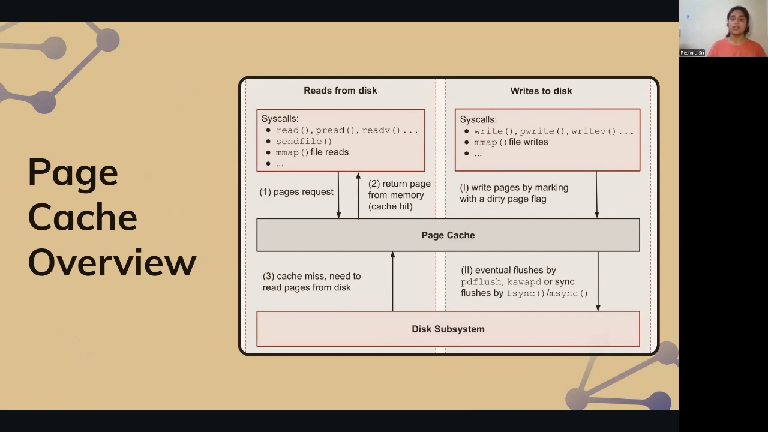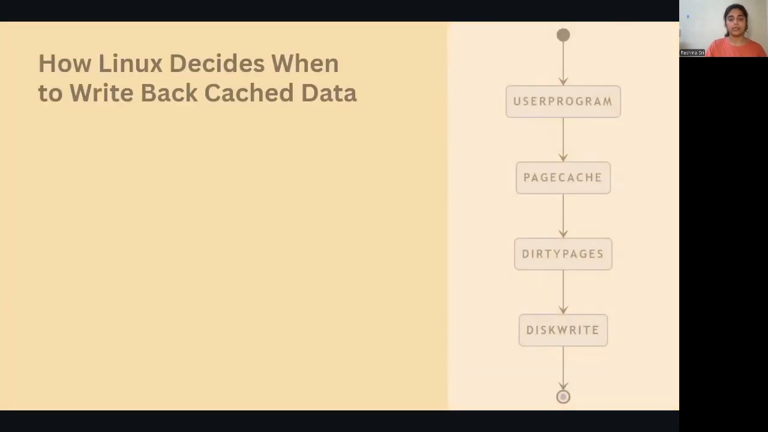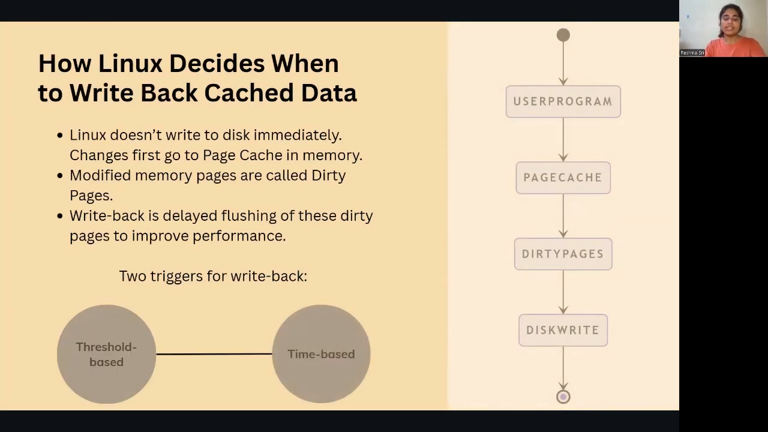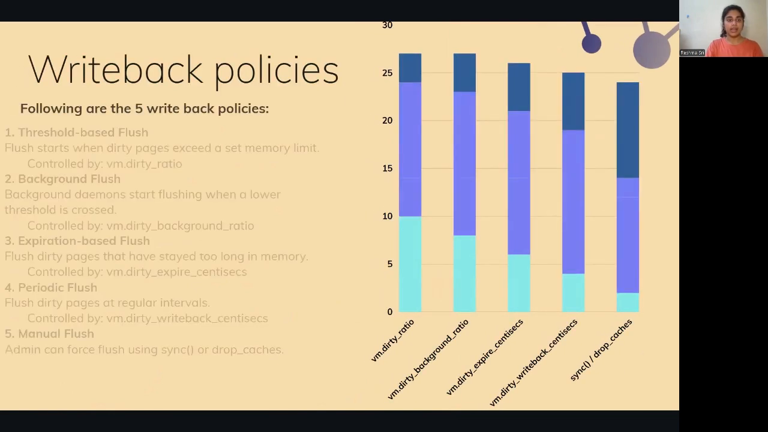and we also return the data back to the user program. Now, writing these modified data files into disk is not a direct process. In fact, these changed file data of particular files are first stored in page cache under the heading of dirty pages. Now, using write-back policies, it is decided when to send these data back to the disk. Now, these write-back policies have two triggers, which include threshold-based and time-based. I'll talk about these in detail in this current slide.